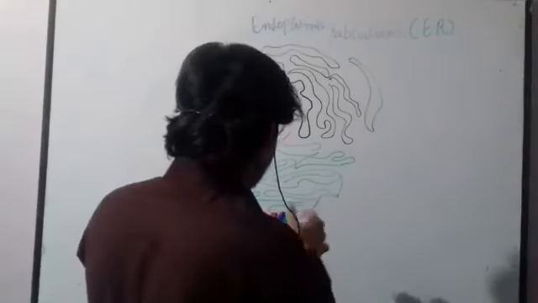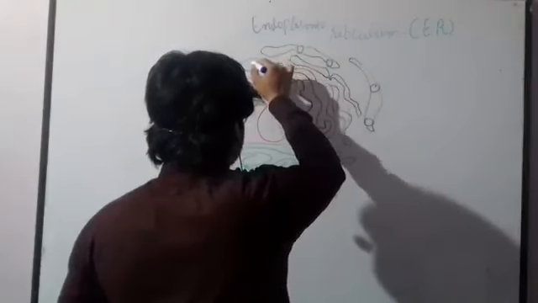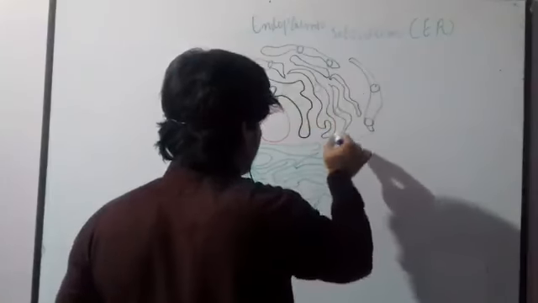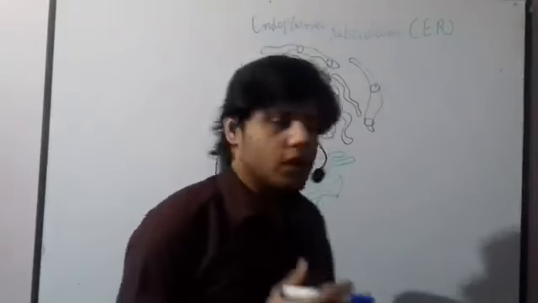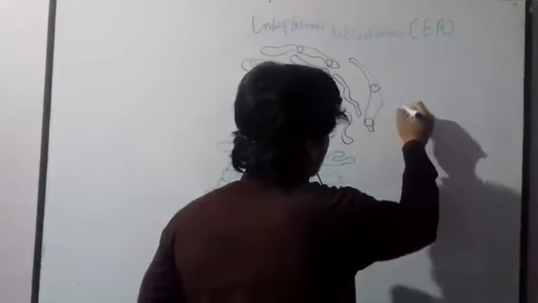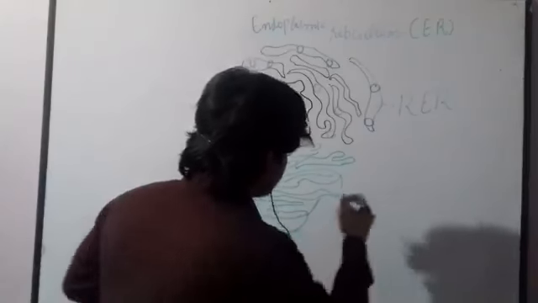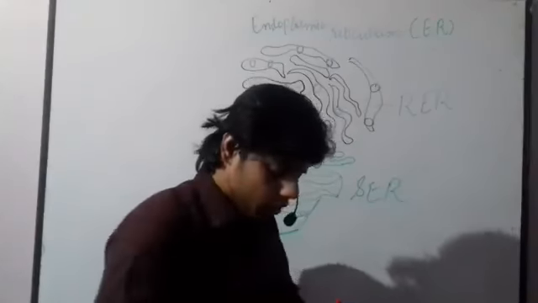Now this is the rough endoplasmic reticulum. Why do we call it rough endoplasmic reticulum? Because it is connected with the ribosomes. These circular, spherical shapes as I am drawing represent the ribosomes. So when the endoplasmic reticulum is connected with ribosomes, we call it a rough endoplasmic reticulum. Let me write it: in short form, RER. And this is the smooth endoplasmic reticulum, SER.